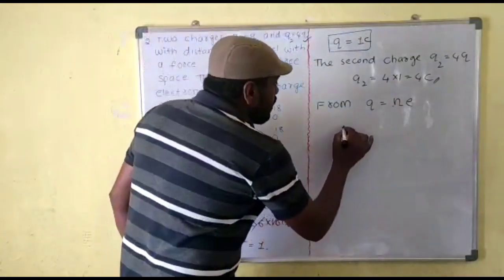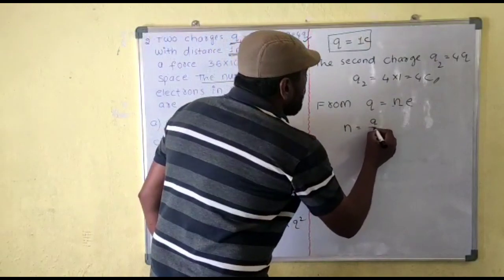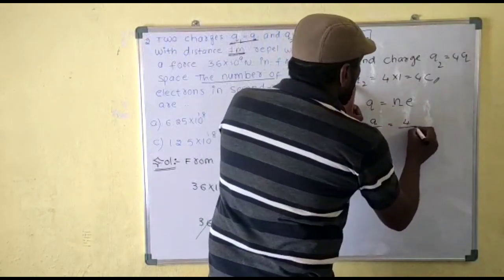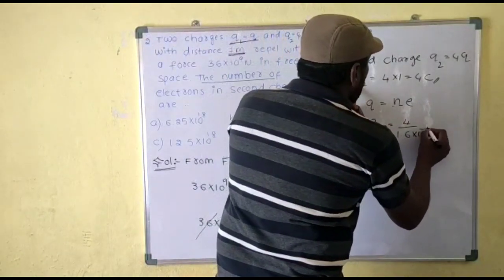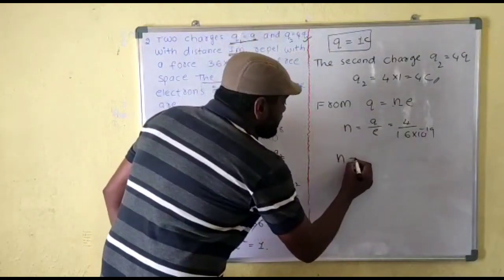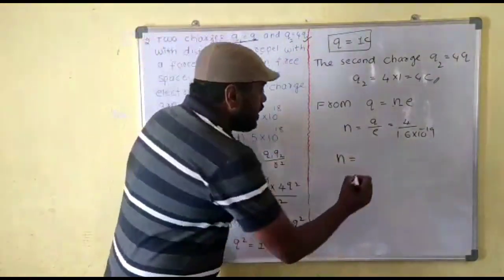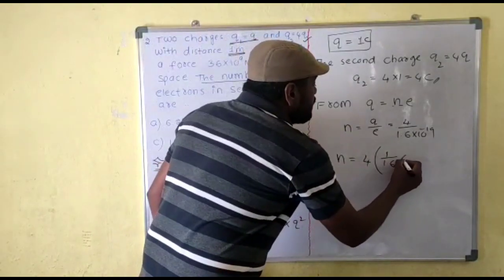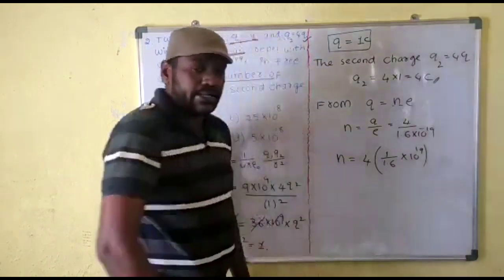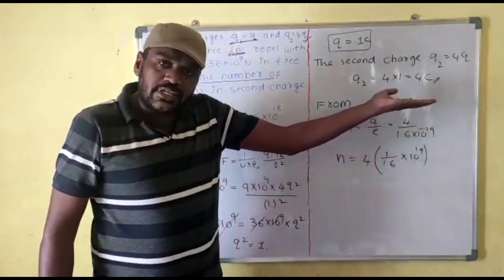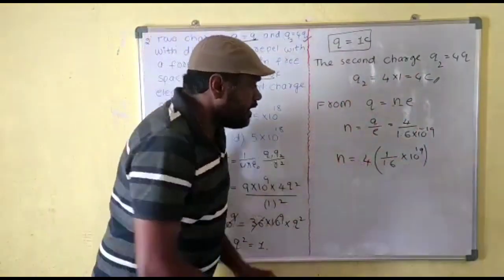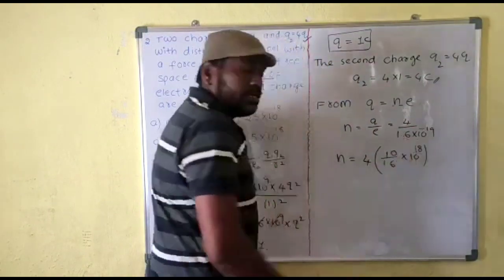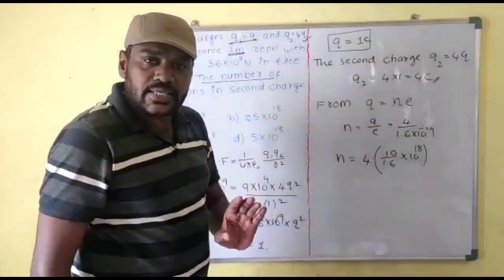Therefore, N is equal to Q by E, and in place of Q, Q2 is equal to 4 by E value, how much? 1.6 into 10 power minus 19. If you simplify it, N is equal to 4 as it is, and 1 by 1.6 into 10 power plus 19, because 10 power minus 19 goes up, it becomes 10 power 19. From this, I am writing this as 10 and that as 10 power 18. So now 10 by 1.6 becomes 6.25.